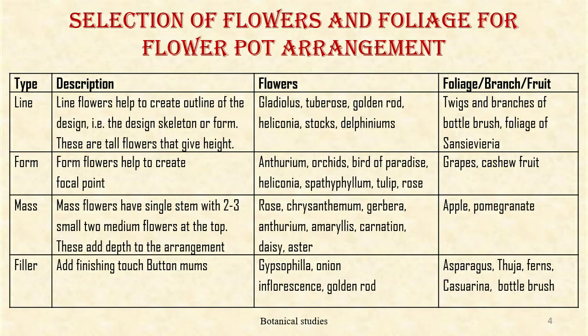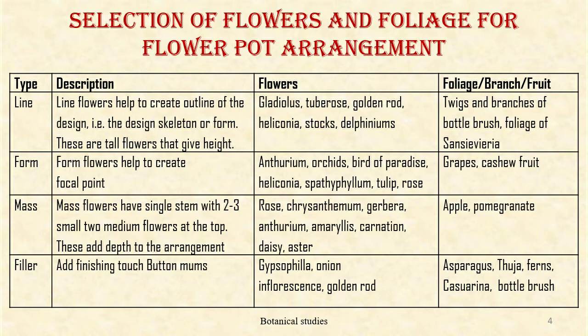Selection of flowers and foliage for flower pot arrangement. In line flower pot arrangement, line flowers help to create the outline of the design, that is the design skeleton or form. These are tall flowers that give height. The flowers used for line type of flower pot arrangements are gladiolus, tuberose, goldenrod, heliconia, stalks, delphinium, etc. Foliage, branches or fruits used in line type arrangements are twigs and branches of bottle brush, and foliage of sansevieria.